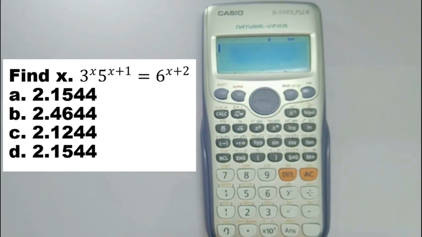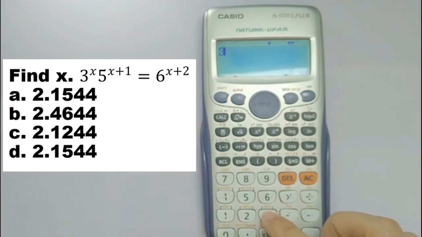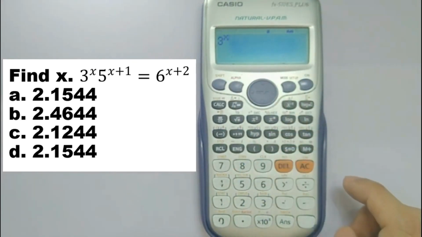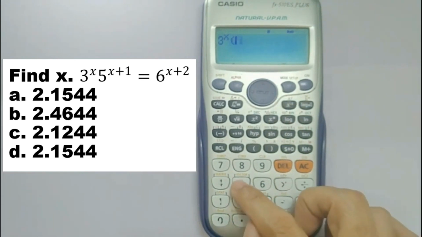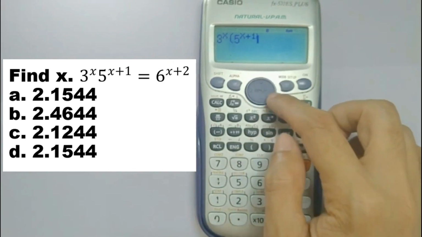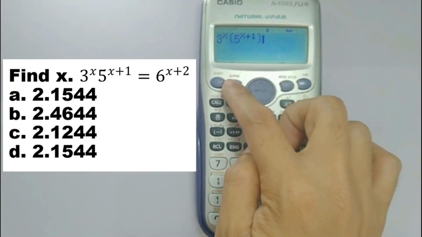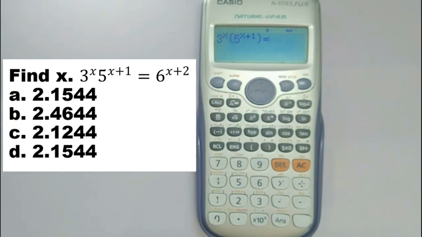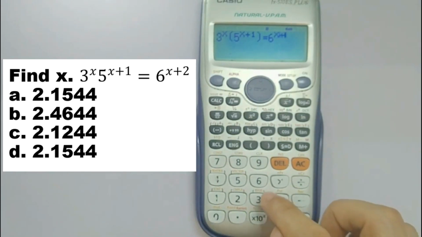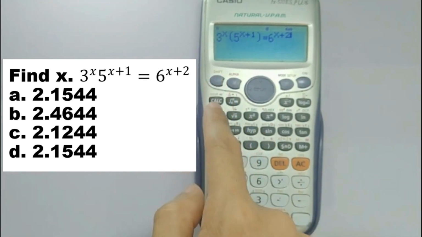For the second problem, find the value of x: 3 raised to x times 5 raised to x plus 1 equals 6 raised to x plus 2. You just input the expression again. That is 3 raised to alpha x, times parenthesis 5 raised to alpha x plus 1, then alpha CALC for the equals sign, then 6 raised to alpha x plus 2. Then shift solve.